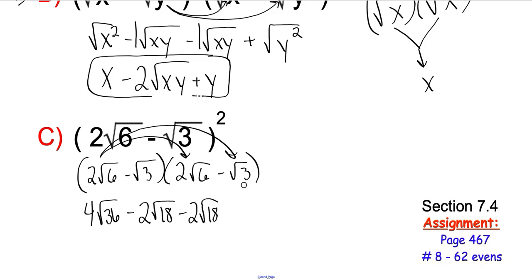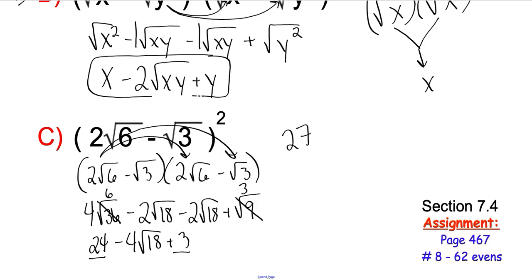And then square root 3 times square root 3 is positive. I'll just keep going with this, square root 9. And now we simplify things down. So this is simply a 6. This is simply a 3. So right here we're going to have 24 minus, we can put those two together because they'd match radicals, so minus 4 root 18 plus 3. And we have to put the 24 and the 3 together. So final answer for this one is 27 minus 4 square root 18.